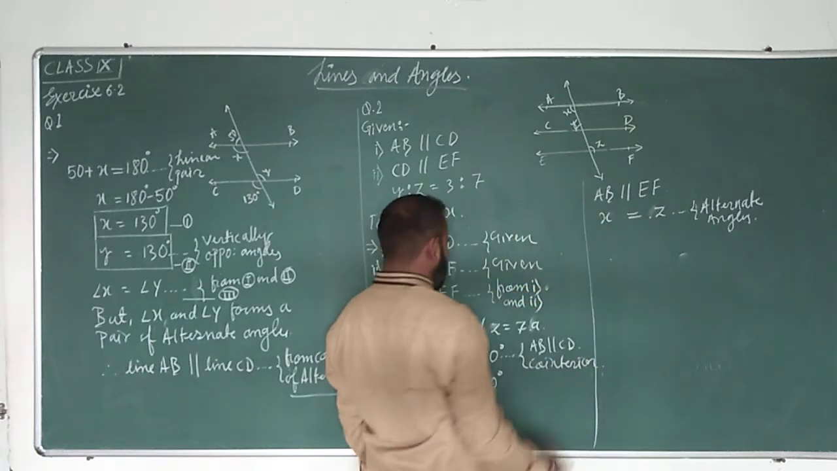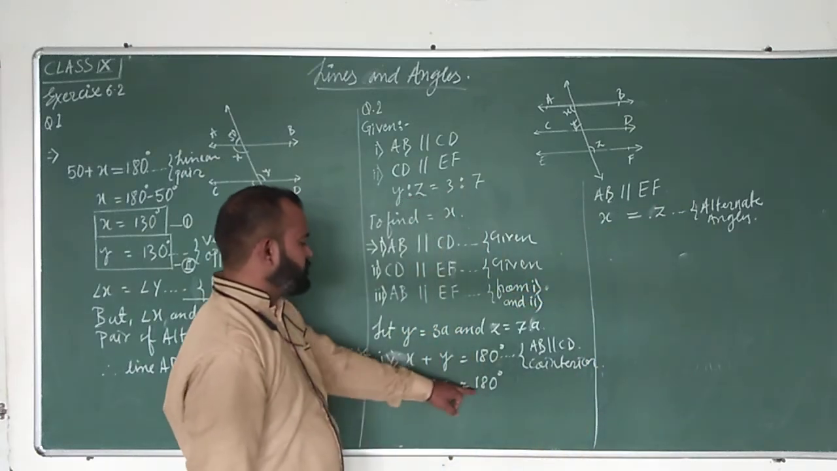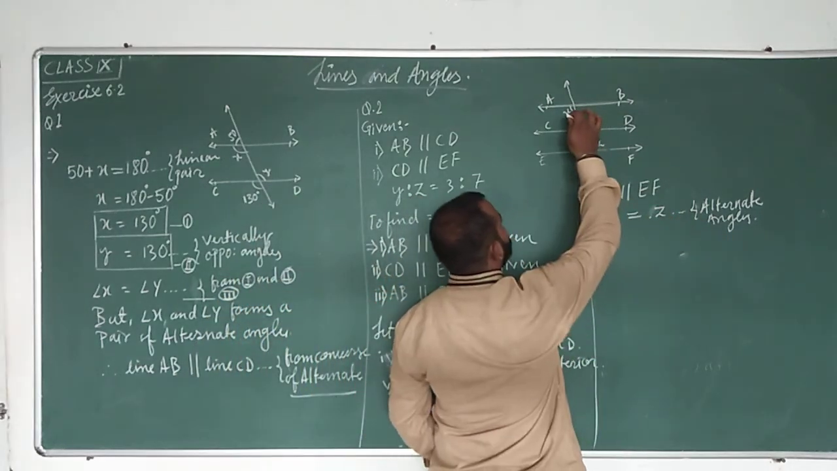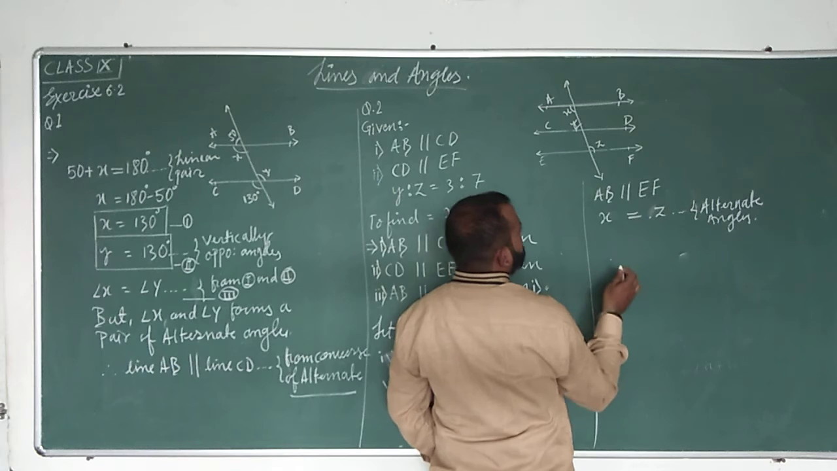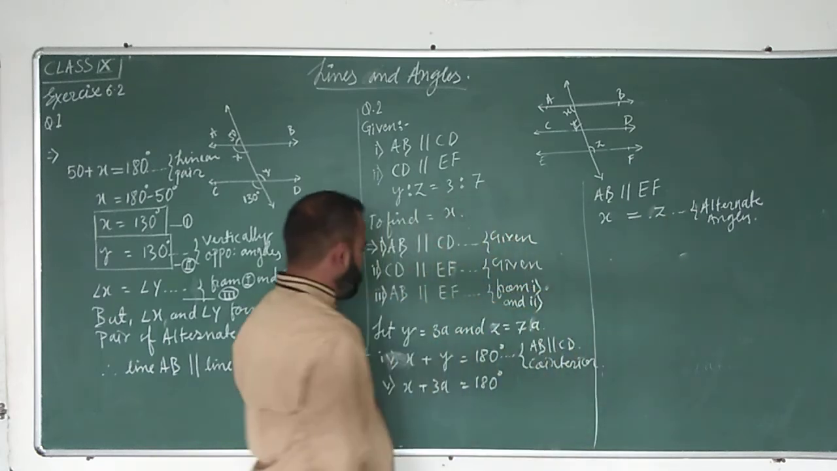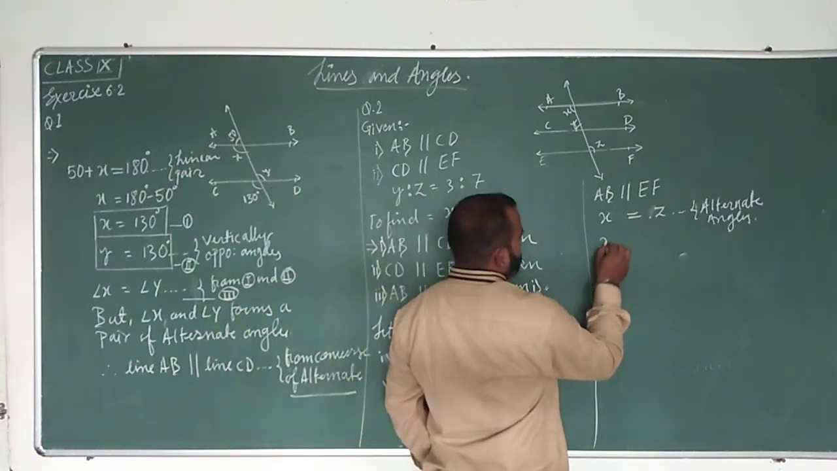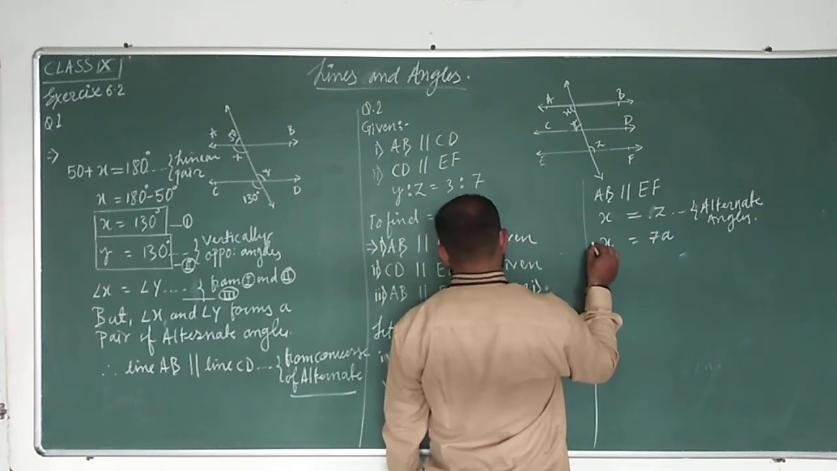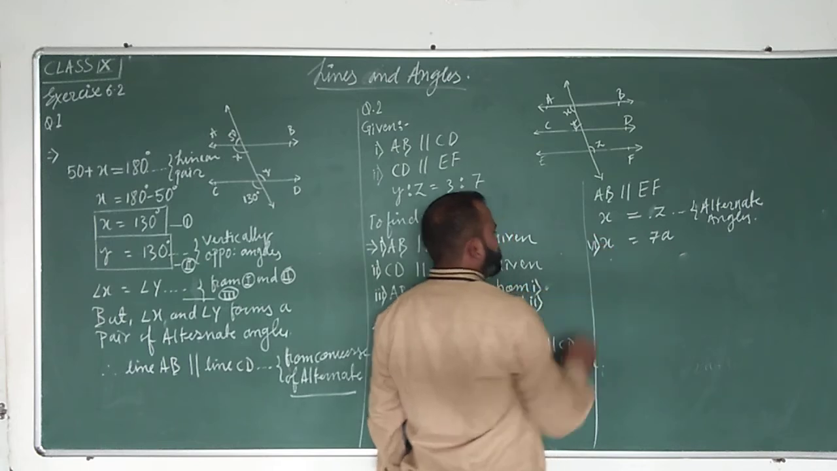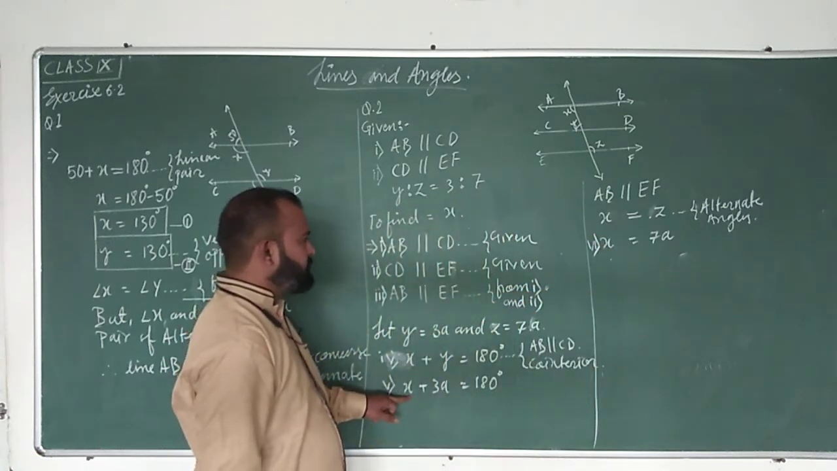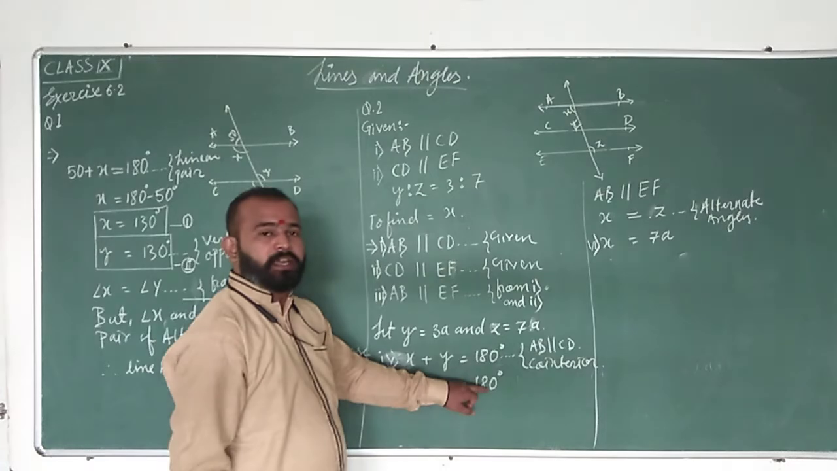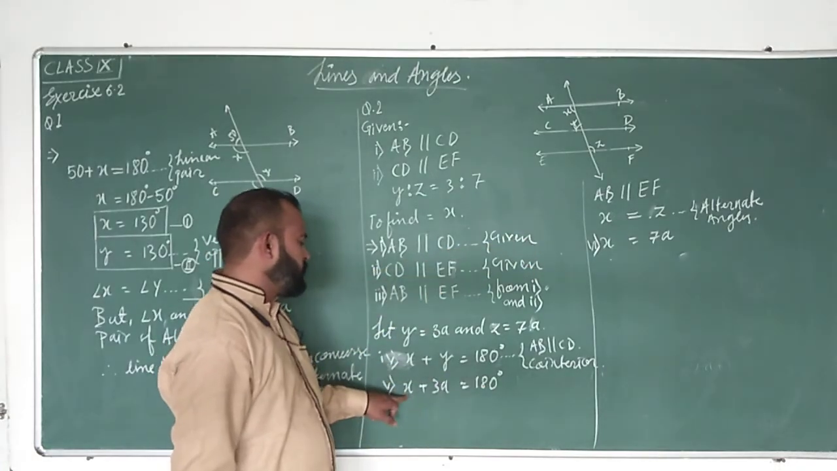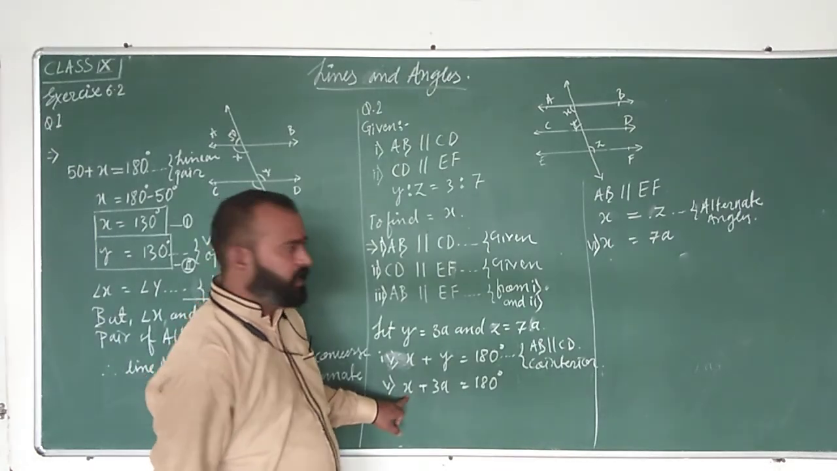What about x? X plus 3a is equal to 180 degree. Here x and z are alternate angles. Z is how much? Z is 7a. Therefore x is equal to 7a. This we can call equation number 6. Here x plus 3a equals 180, and there x is equal to 7a. We can put here x equals 7a and find out the value of a.